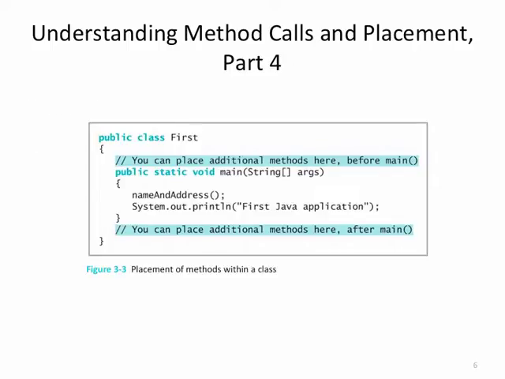So you can place additional methods above the main method or below the main method. Look at this class very closely. Public class first, followed by an open brace on the next line, and the corresponding close brace is down at the bottom. All the methods need to go inside the class. You cannot create a method that is outside the class. So everything that you create must go between the open brace and the close brace for the class. However, you cannot create a method inside another method. So notice that these comments, you can place additional methods here, are above, before, or below, after main, not inside main. You would not define a method inside a method.